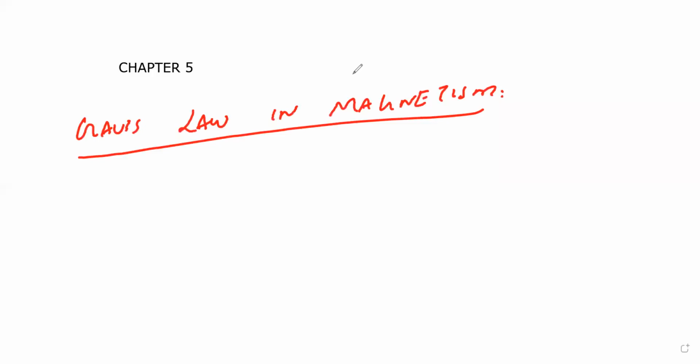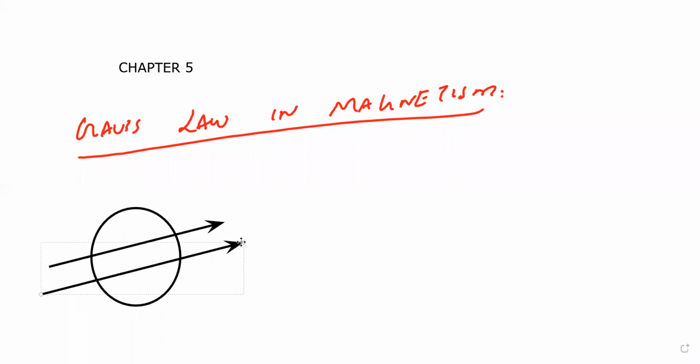Before explaining the Gauss law in magnetism, obviously we are calculating the flux, correct? So flux, magnetic flux, here it is what? Number of magnetic lines passing through a surface. So I'll write this as B, correct? And this is my surface, that is my del S.